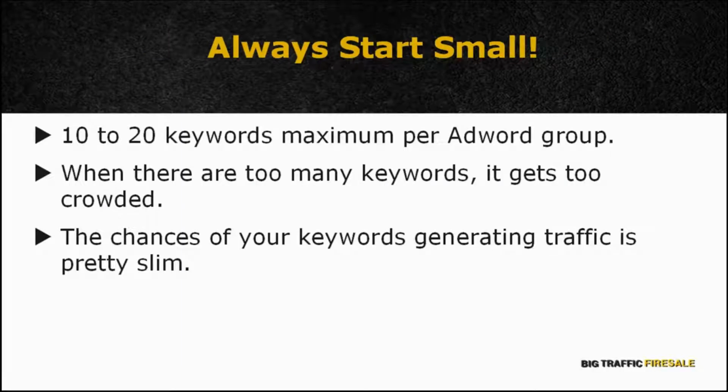Remember to always start small with the number of keywords per ad group, which is 10 to 20 maximum. That's because Google works in a way where when there are too many keywords in a particular ad group, the list will get too crowded and the chances of you getting results or generating traffic based on the keywords are slim. Some may not even generate anything at all.